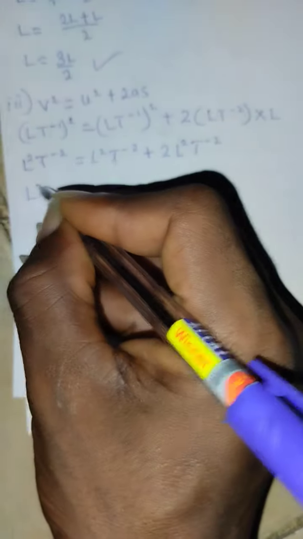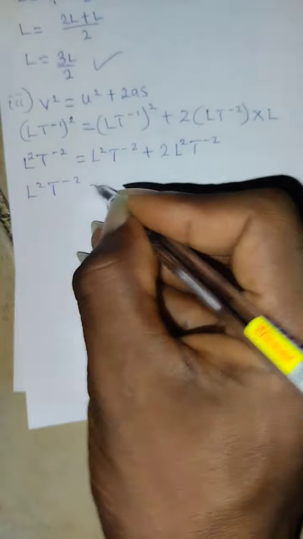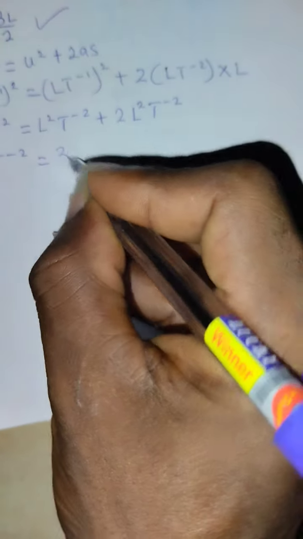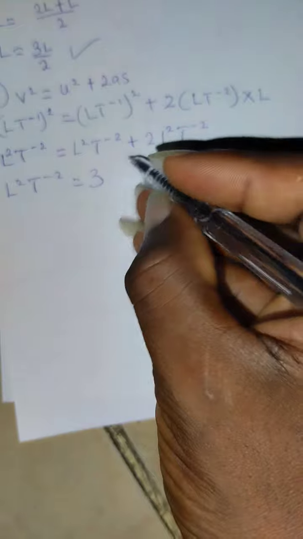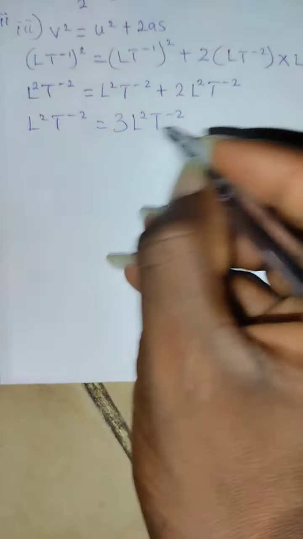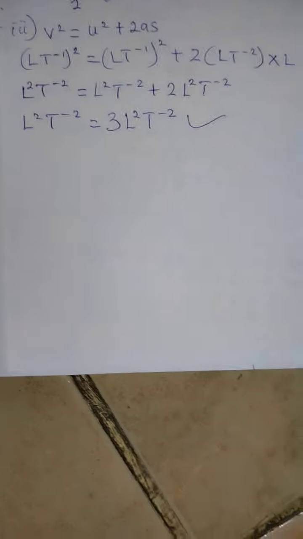You'll notice that the thing is almost looking alike now. L squared T^-2 equals, since they're the same thing, just add everything. That gives me 3L squared T^-2, so this makes it also dimensionally correct.